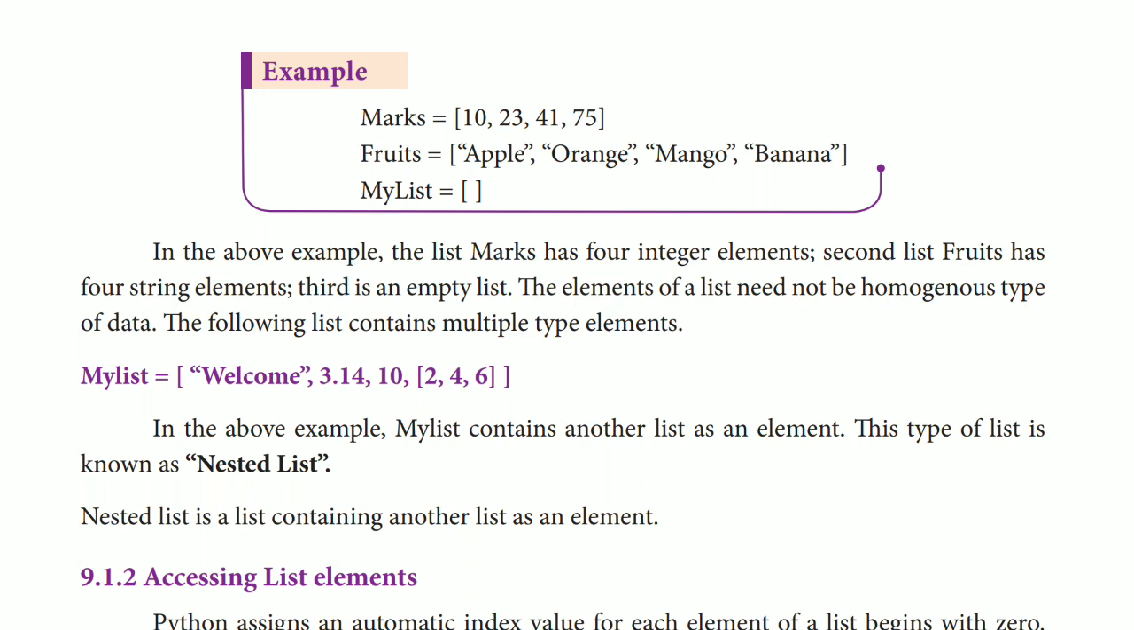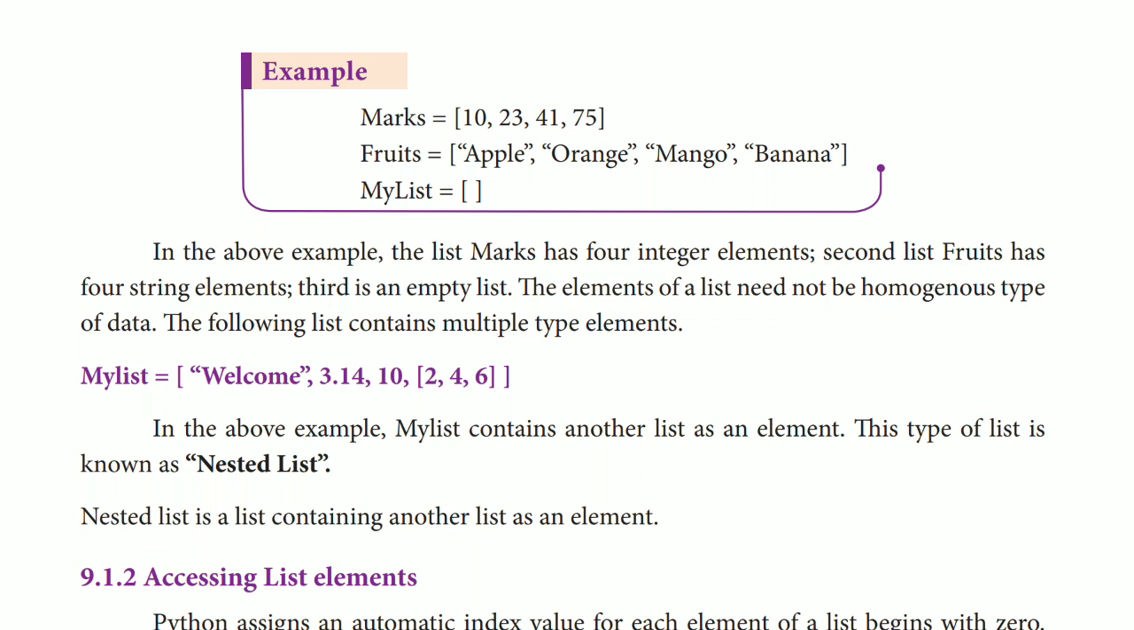So in the above example, my list contains another list as an element. This type of list is known as a nested list. So in a list, you are creating another list inside a list, which is known as a nested list. A nested list is a list containing another list as an element.